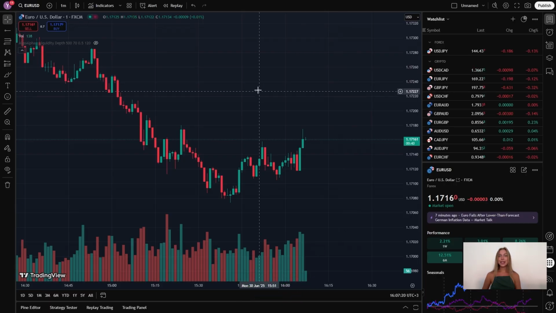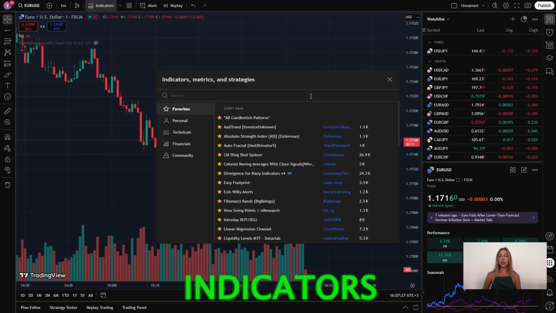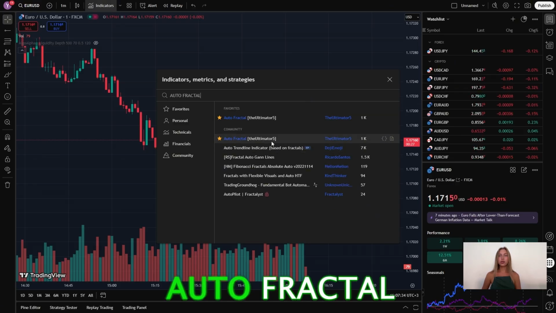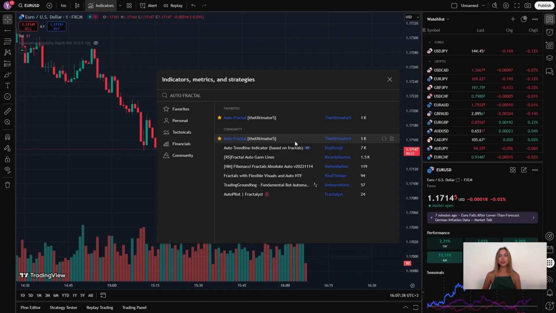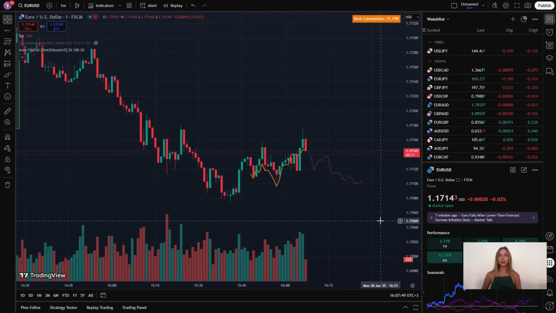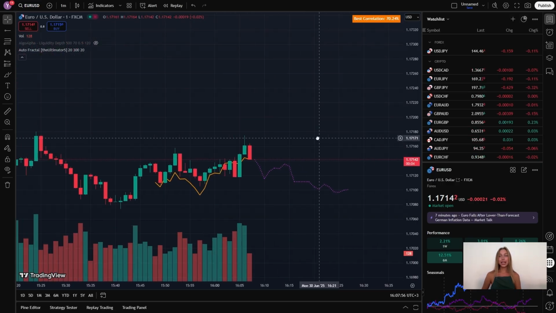Well, now let's add the indicator with the help of which we will earn today. We go to the indicator sections and type the name of the indicator. And we add the indicator called Auto Fractal by this author by clicking on it. So, well, our chart has transformed nicely. Now let's figure out how to trade with it.